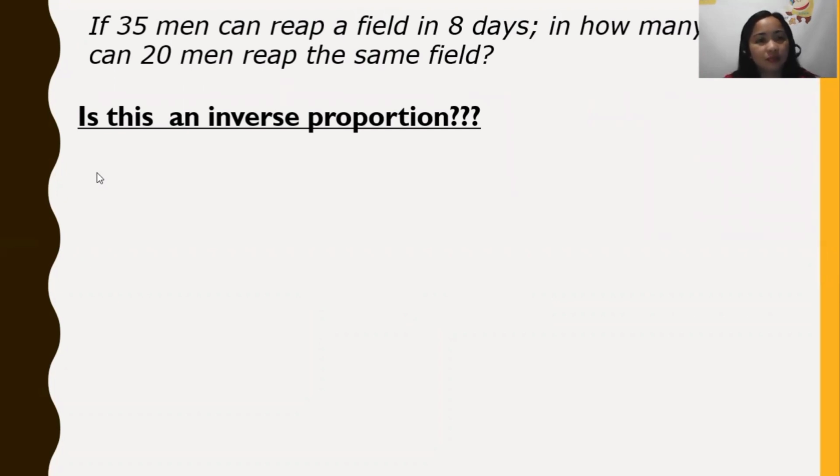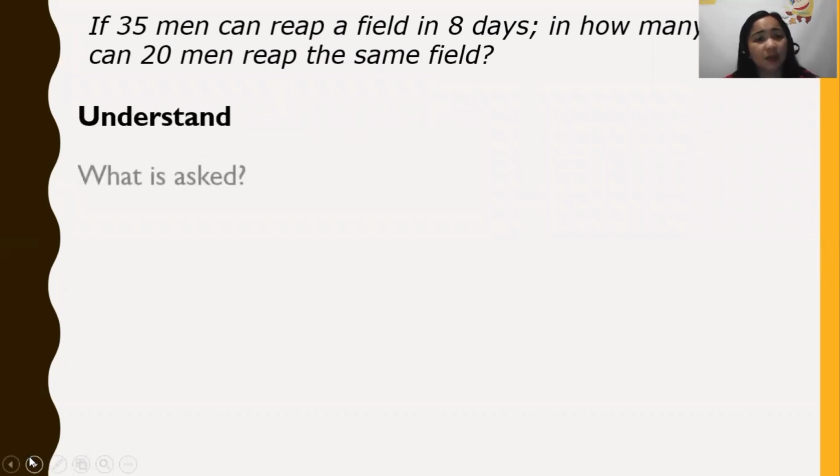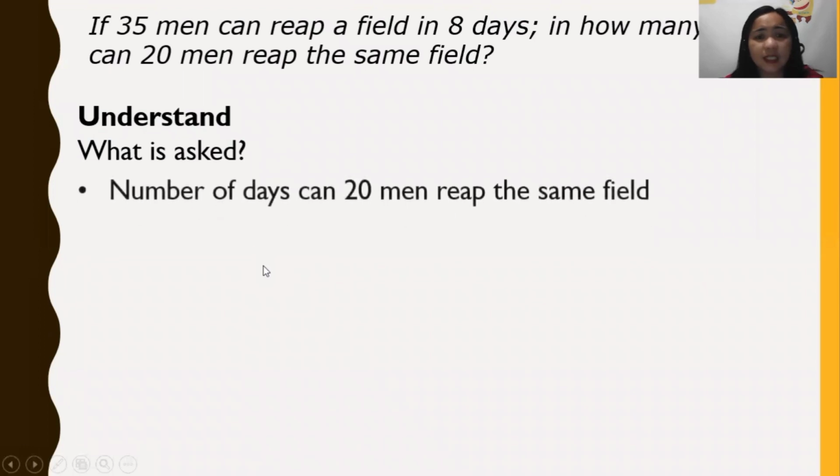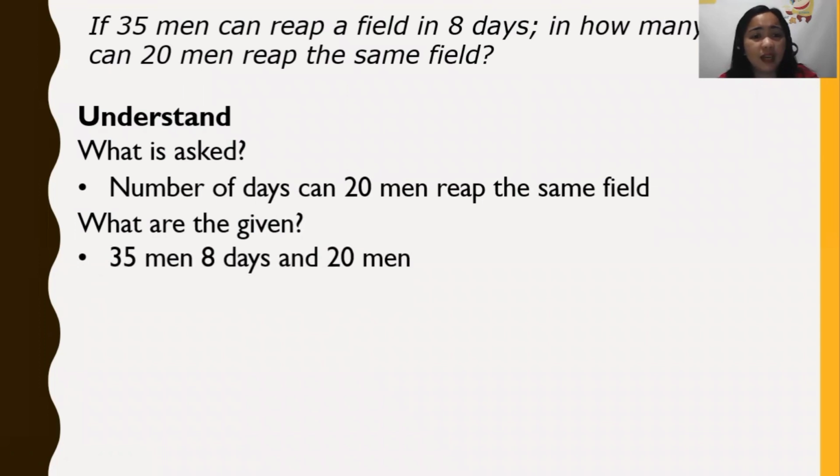So, ngayon, let us understand this problem. What is asked in this problem is the number of days can 20 men reap the same field. So, umunti yung taong magtatrabaho. What are the given? 35 men, 8 days, and 20 men. Let us plan. Let us write the proportion.